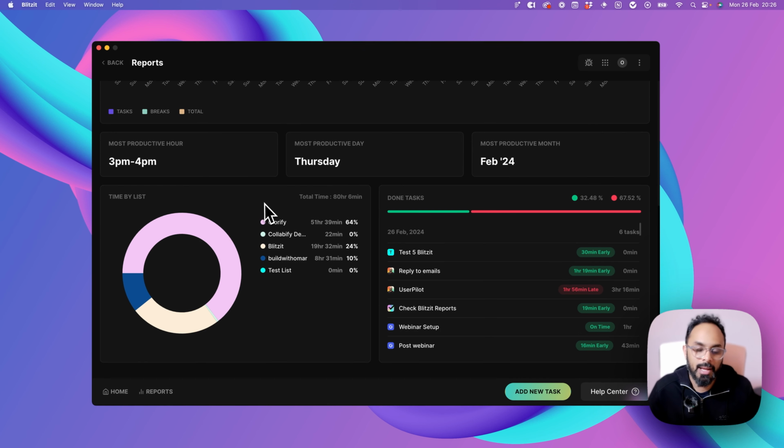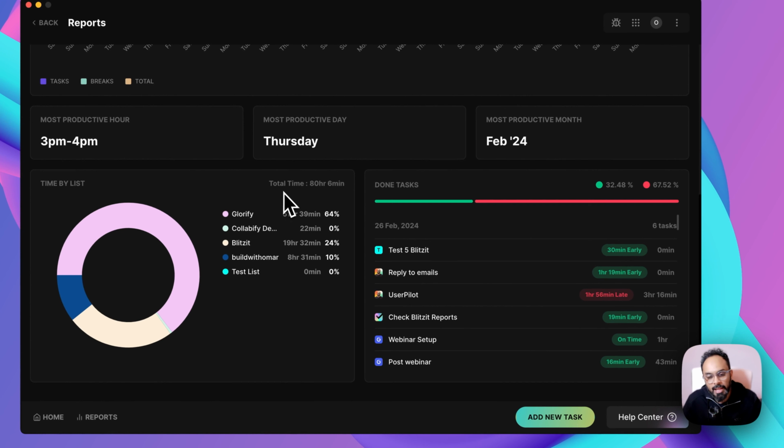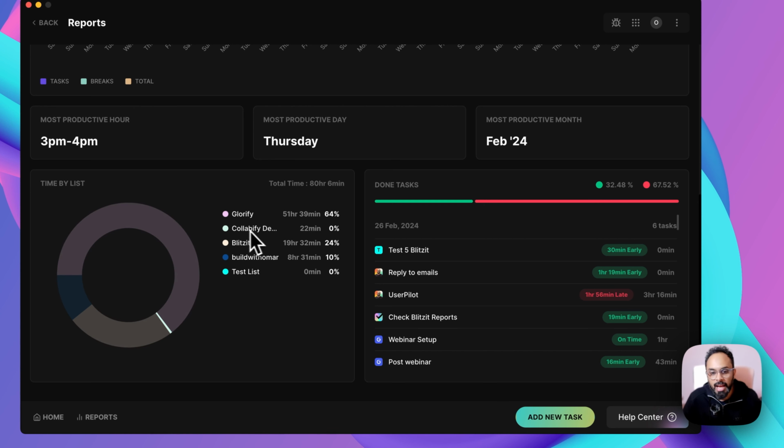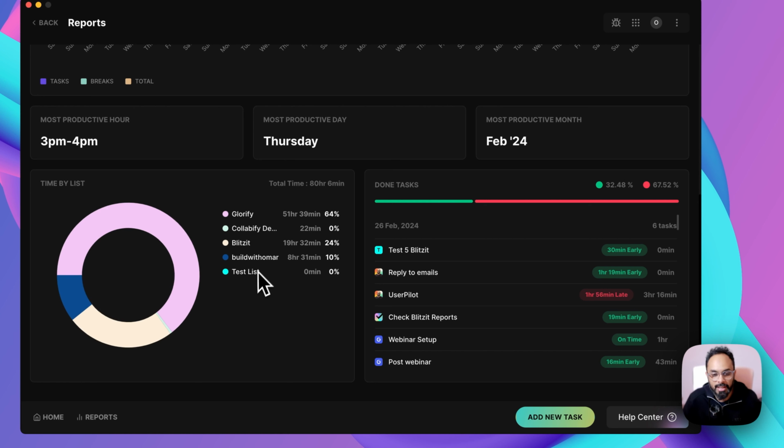And next we have time by list. Essentially, taking your total time worked across the time period, how is that divided across your various lists? And here you can see I've worked on Glorify the most, 51 hours, and the rest you can see how it is divided. Finally, we have done tasks.